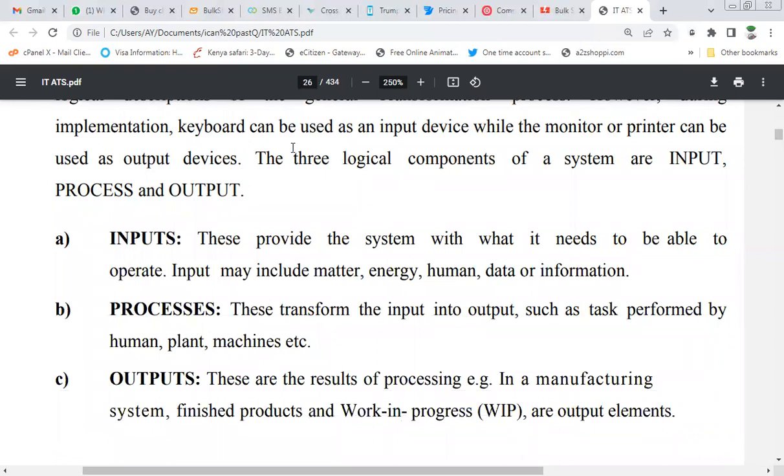The three logical components of a system are input, process, and output. Input provides the system with what is needed to be able to operate. Input may include matter, energy, human resources, data, or information. Process transforms the input into output, such as tasks performed by the human, plant, or machine. Output is the result of processing. So in a manufacturing system, finished products and work in progress are output elements.